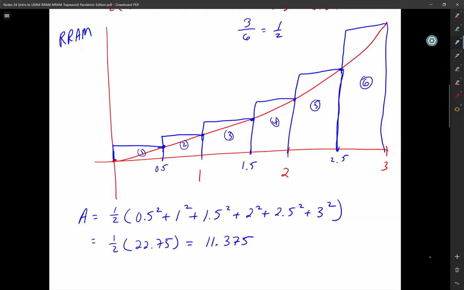I got 11.375. That was Spanish, by the way. If I could speak Portuguese, I would, but I can't. So 11.375, guys. And this is a what? Overestimate, underestimate?